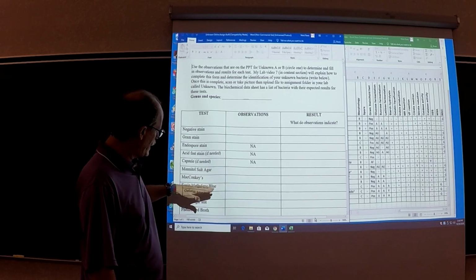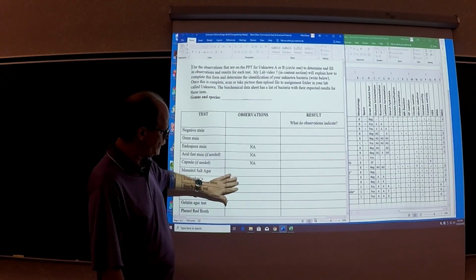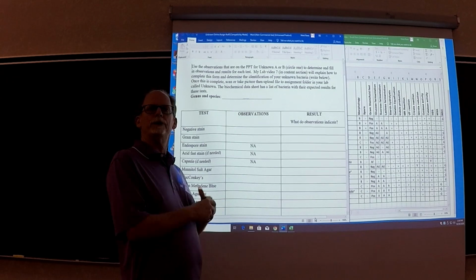Then if you get MacConkey or EMB, eosin methylene blue, if you got no growth, you put that there. If it grew, then you would describe what you saw.